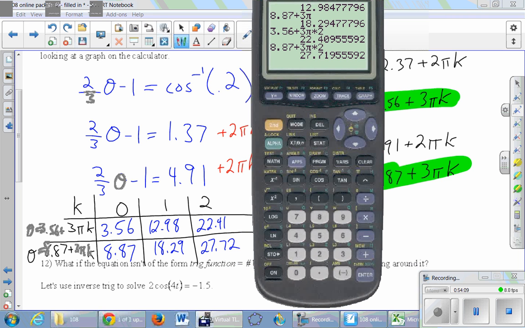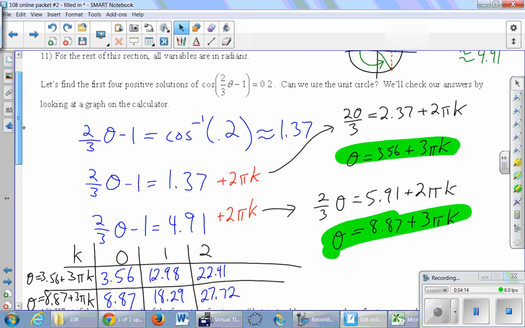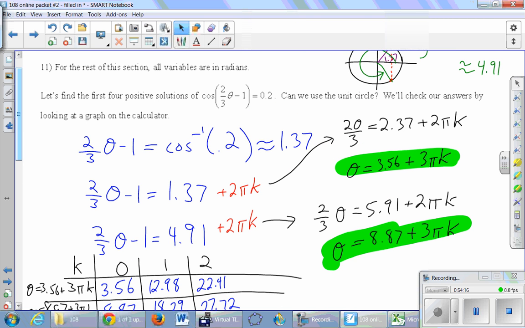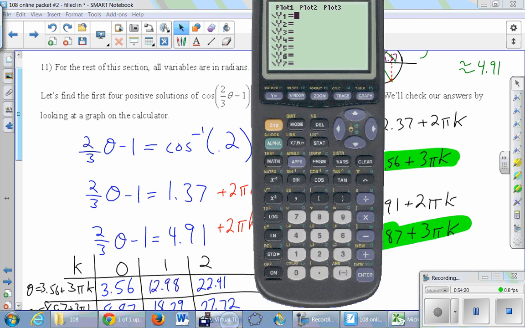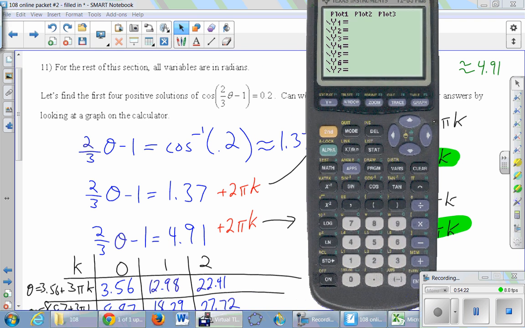Okay, and then it says we're going to take a look at a graph on the calculator. So here's the graph we're going to look at. We're going to graph the left-hand side, Y1 equals the left-hand side, and Y2 equals the right-hand side. Let's do the right-hand side first. Y1 equals 0.2. Easy. Next one, it's the more complicated left-hand side. Cosine of 2/3 theta, that's x, minus 1. Okay, let's go into the window. So looking at the answers we got, the biggest one was up there at 27. So let's go ahead and go from 0 to 30 maybe.